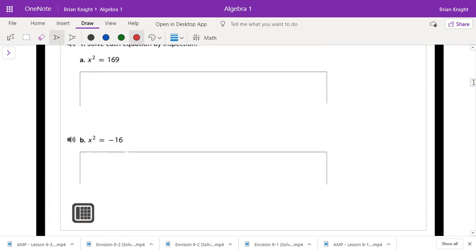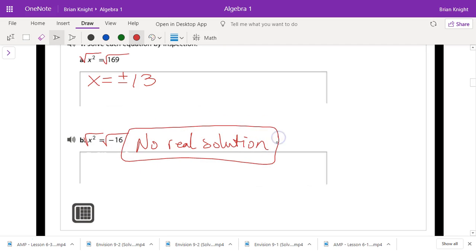All right? How about that one? 13. Square root. X is plus or minus 13. No real solution. No real solution. It's easy now. Okay?